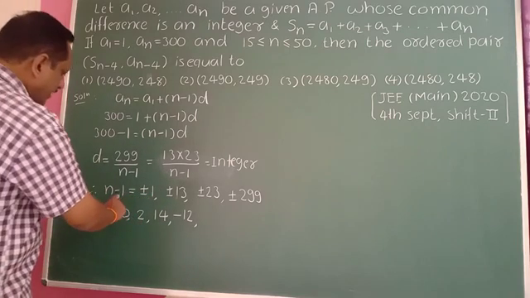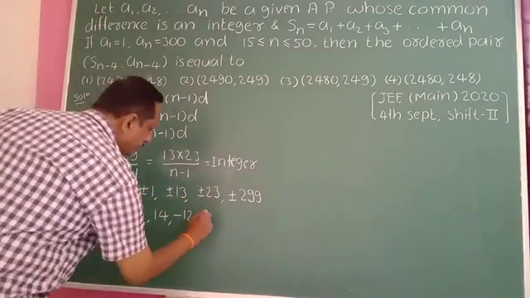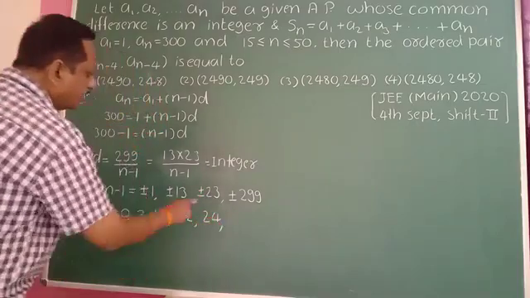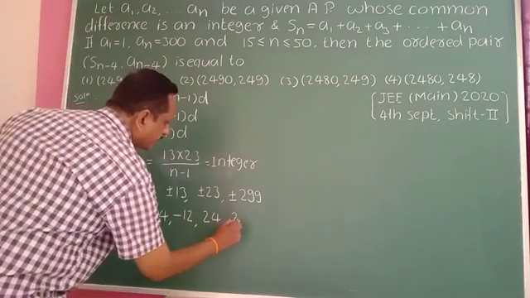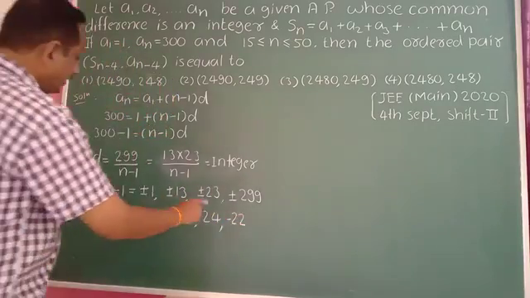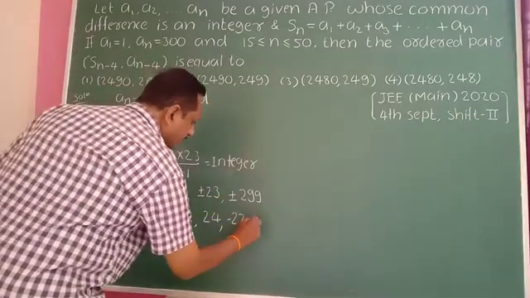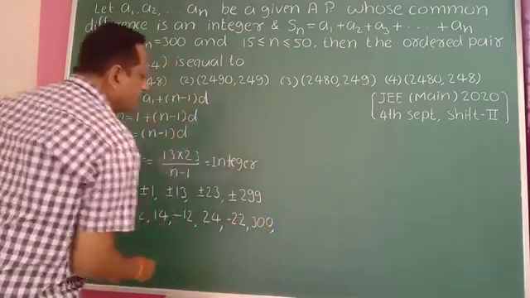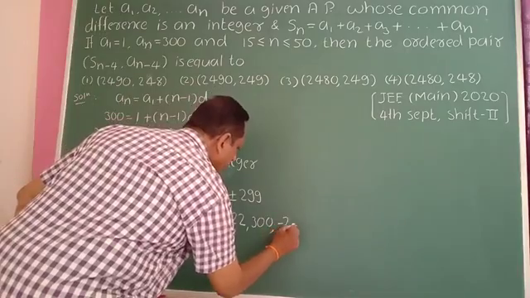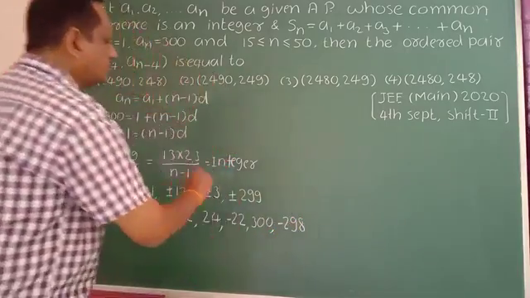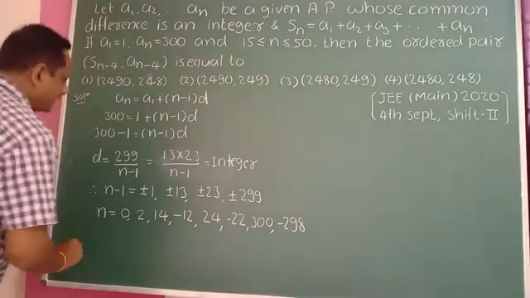So similarly, take 1 this side here. 23 plus 1 becomes 24, or minus 23 plus 1 becomes minus 22. Then take minus 1 this side here. 299 plus 1 becomes 300, or minus 299 plus 1 becomes minus 298. But they already gave that n is in between minus 59 and plus 50 here.